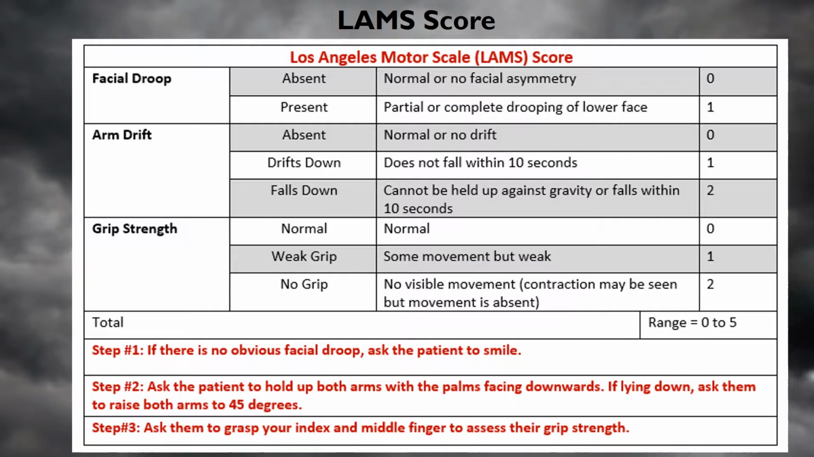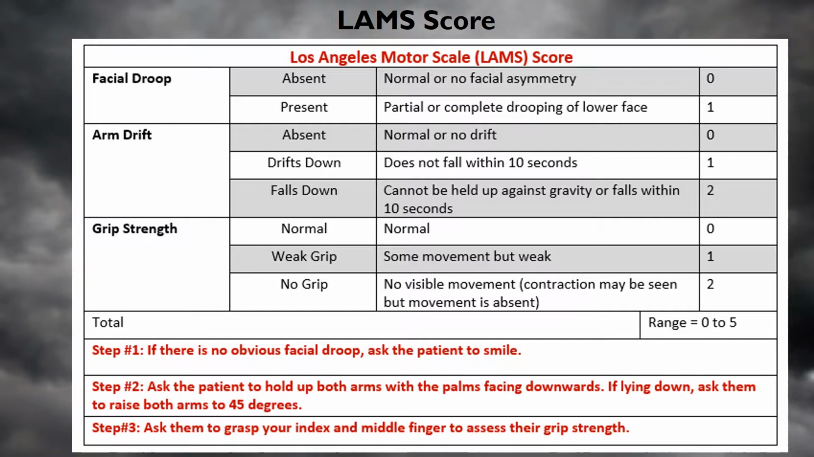If we look at facial droop, one of the first things, we'll just start there because it's the first thing. Facial droop, we want to know, is it absent? So there's no facial asymmetry. Everything is fine. That's a 0. That's great.